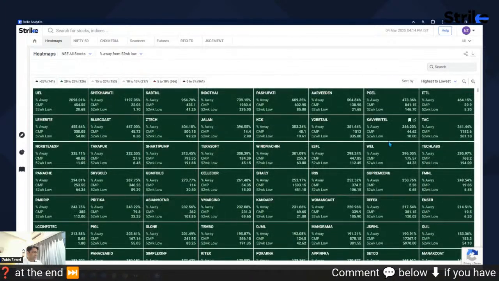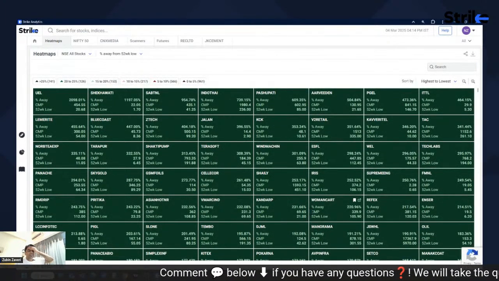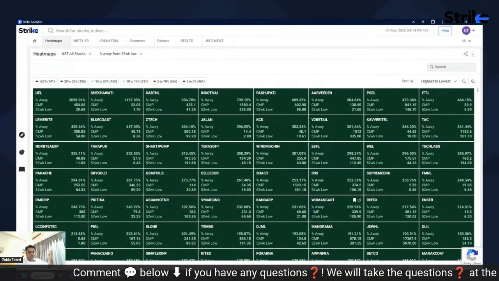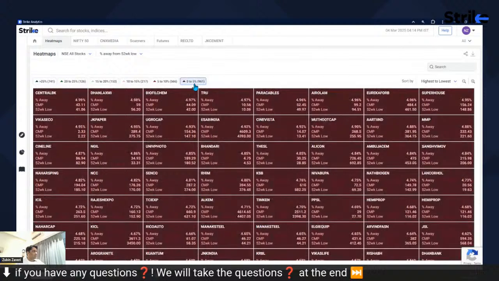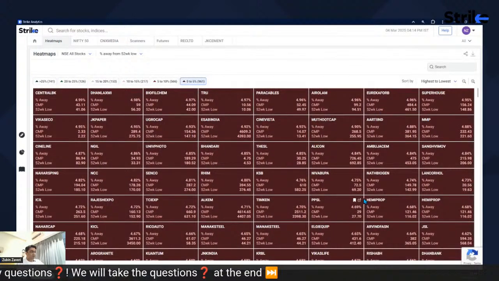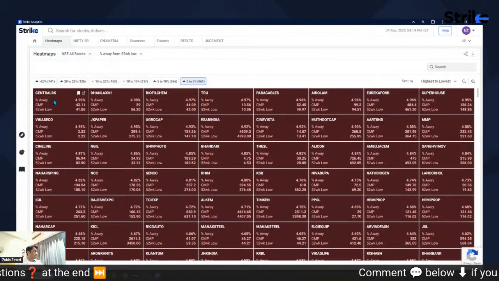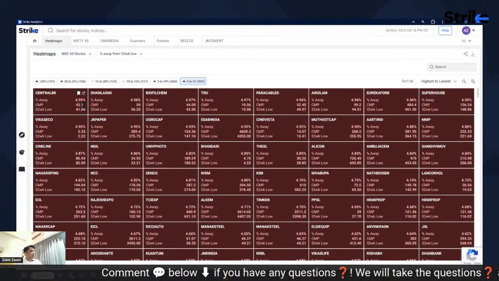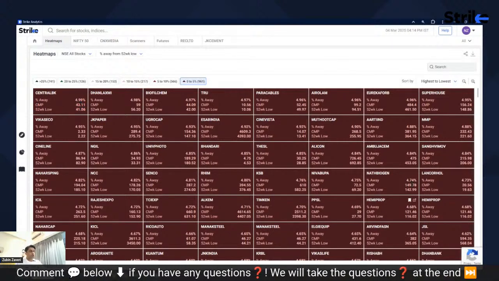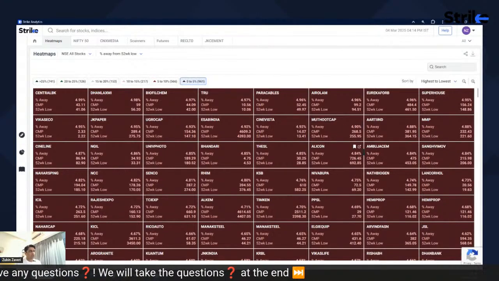All right. These dark green stocks are the ones which have bounced back very significantly from their 52-week lows. They are already up. And these dark red ones are the ones very near to their 52-week low. So let's say Central Bank's 52-week low is 41, and it is just 5% above it, and the market price is 43.